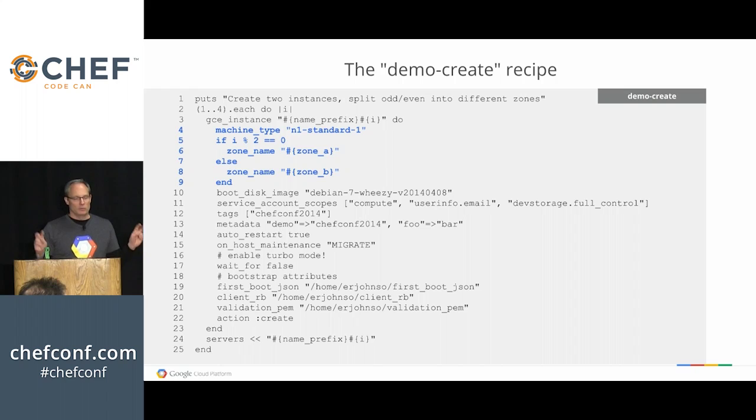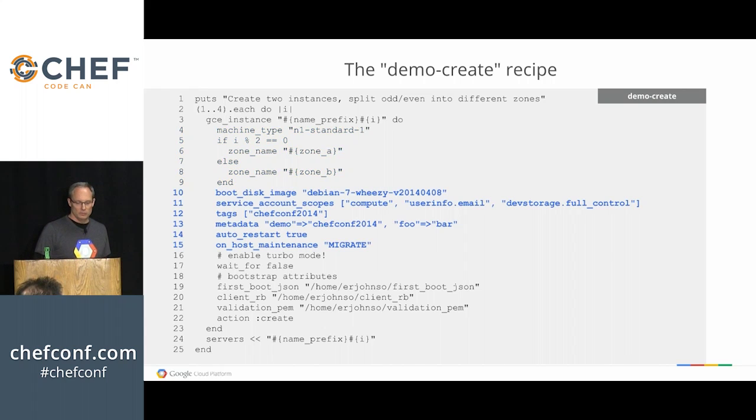So the name prefix is called my instance, and then I'm just tacking on a 1, 2, 3, or 4. And then I'm detecting whether that's an odd or an even number to split them out into 2 different zones. These are the standard attributes, and I'm also showing off that we added a lot of support for the edge cases, things like setting up service account scopes.